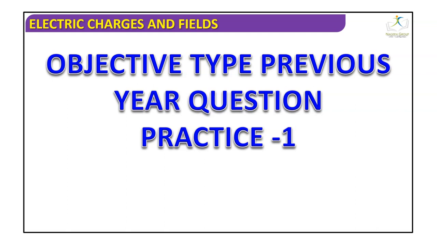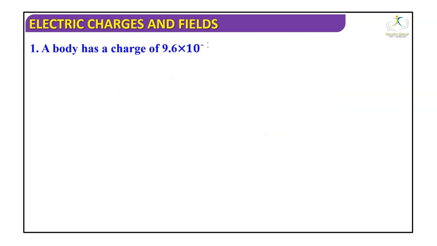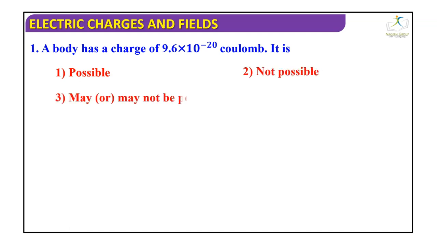The first question: we have a body of a charge 9.6 × 10^-20 coulomb. Is it possible, not possible, may or may not be possible, or data not sufficient? So, the correct answer for this question is not possible. Let's see the solution for that.